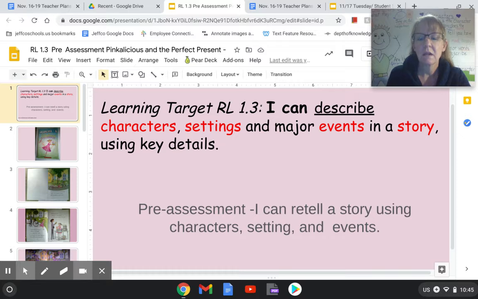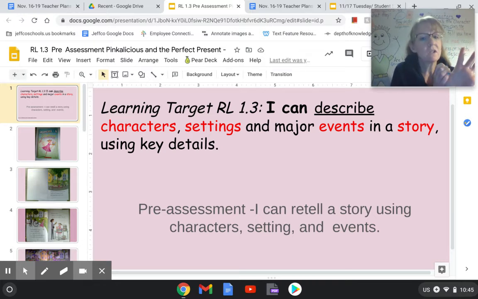We're going to be looking at and being able to say, I can describe character setting and major events in a story using key details. Today, we're going to be really looking at our pre-assessment, saying, I can retell a story using character settings and events. So think about a five-finger retell that you may have learned and talked about in kindergarten.